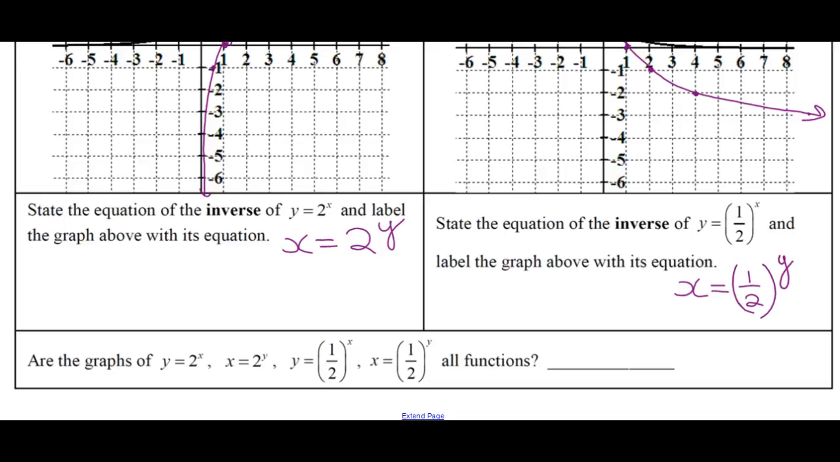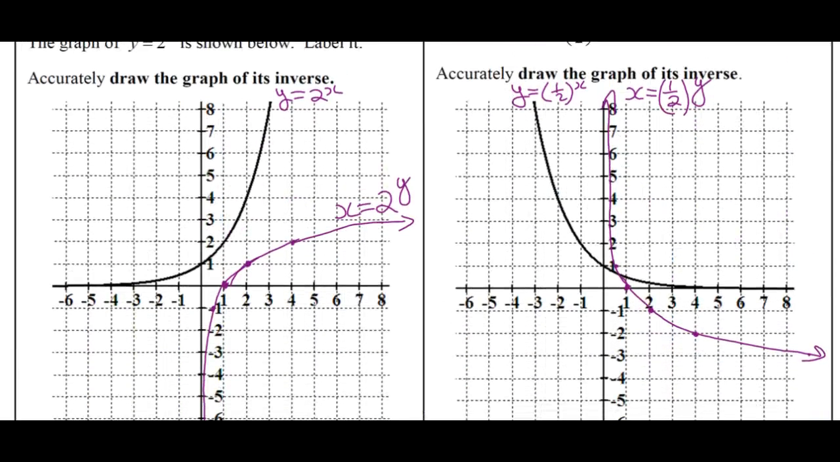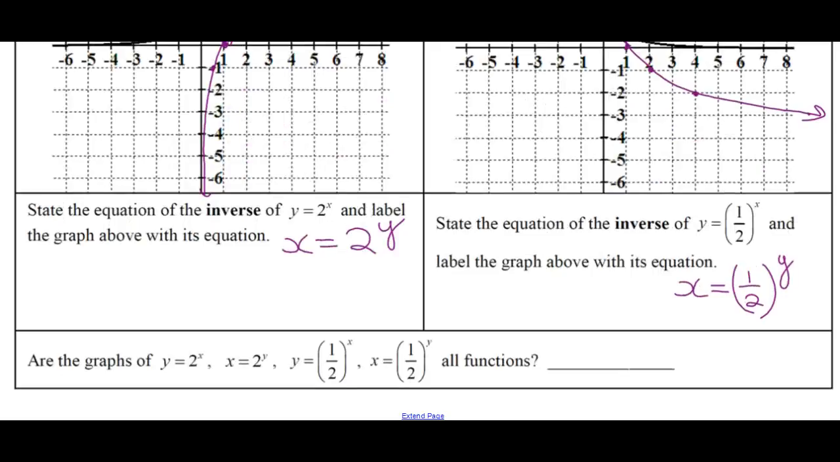Are the graphs of y equals 2 to the x, x equals 2 to the y, y equals (1/2) to the x, and x equals (1/2) to the y all functions? Yes, right? There's no repeated y value for an x value. So yes, they are. Right?